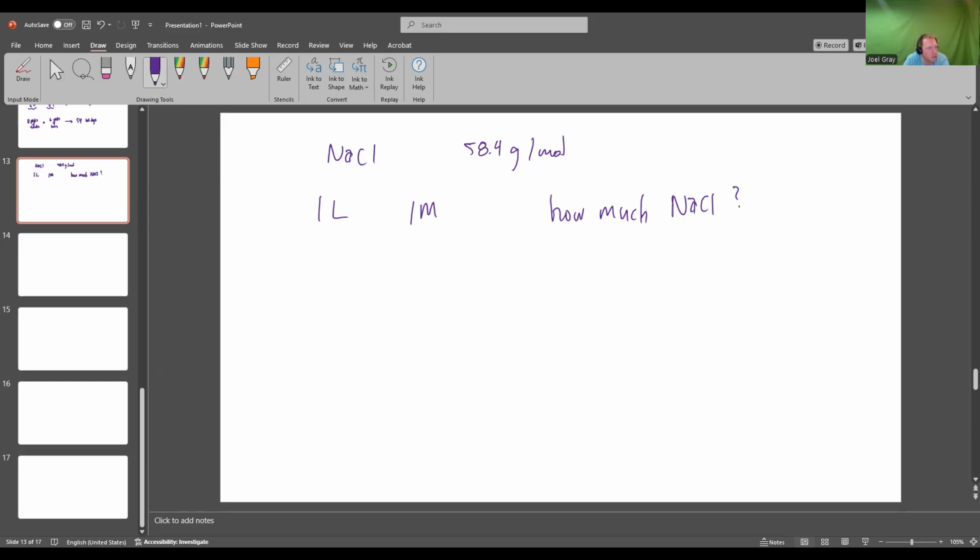Exactly. 58.4. Let's say that you made 0.5 liters of a 1 molar solution. What mass of NaCl would you need? How much NaCl do you need? Half. So you do 58.4, you'd end up with 29.2 grams. So to make a 0.5 liter solution, your volume went down, your concentration stayed the same. Both of these solutions will have 1 mole NaCl per 1 liter of solution.